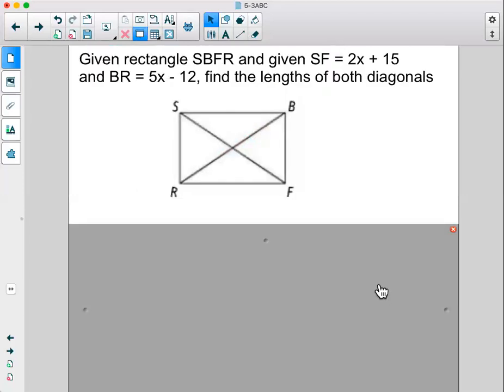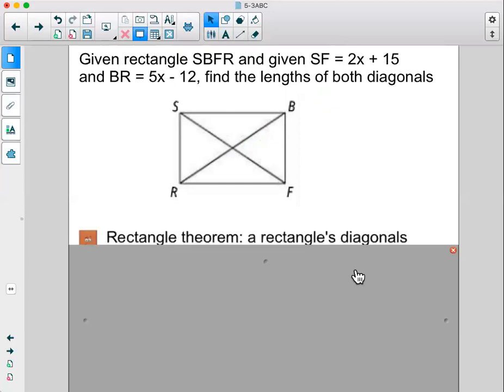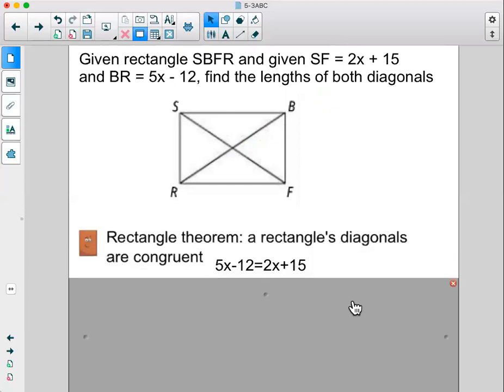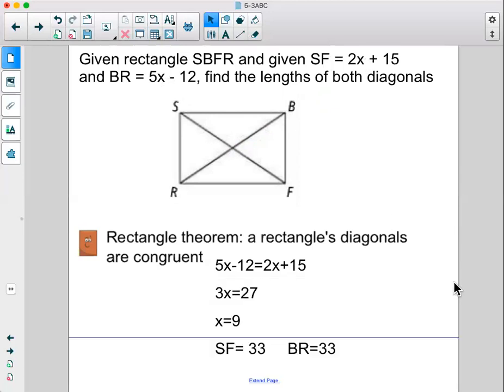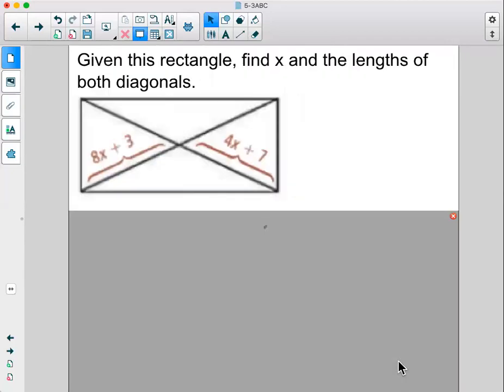So pause and find X, and then find the lengths of both diagonals, and then press play for the solution. If we know it's a rectangle, then we know the diagonals are congruent, so we can set the expressions equal to each other and solve for X. Once we have X, we can plug it in to get the length of the diagonal. Pause and solve for X and then press play for the solution.